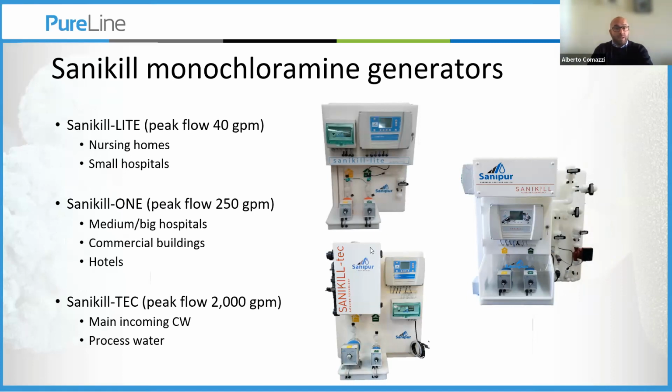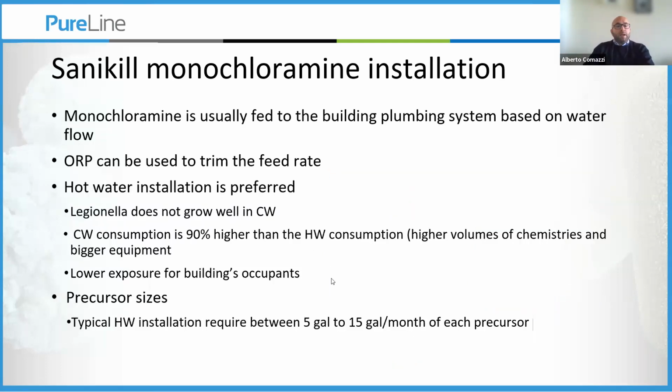The second size up is called Sanikill 1. That's a unit that is usually implemented in medium to big hospitals, commercial buildings, hotels, big apartment complexes, where the water demand, especially in the morning or in the evening, can be pretty high. So these units can treat peak flow rates up to 250 to 300 gallons a minute. The last size is called Sanikill Tech, which can treat peak flow rates higher than 2,000 gallons a minute. And that's usually a unit that is installed for an entire campus, or for process water as well, such as cooling towers.